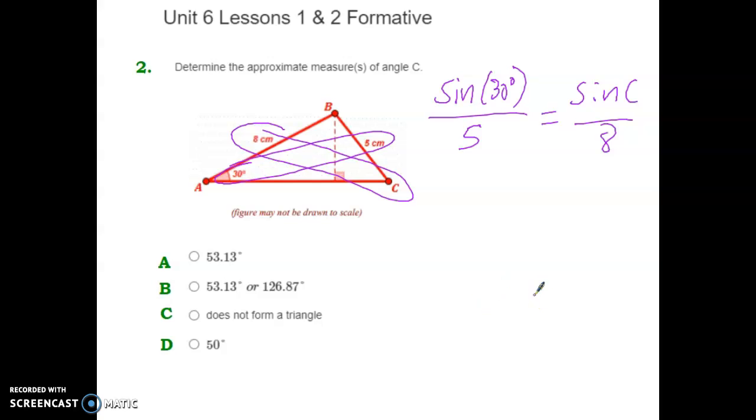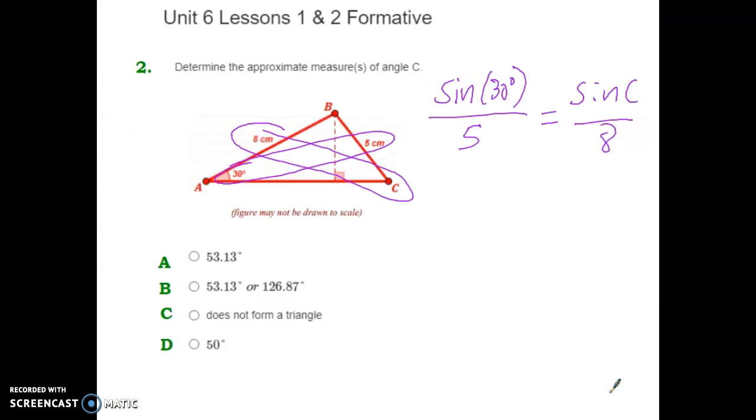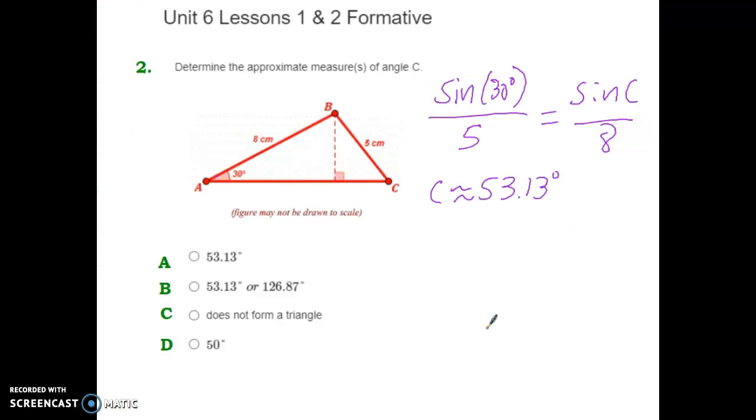So we go ahead, cross multiply, and divide. We get the sine of 30 times 8, and then divided by 5, we have isolated the sine of C. Well, we need the measure of angle C, so we're going to have to take the inverse sine of both sides. So the inverse sine of 0.8 ends up being the measure of angle C, which is 53.13 degrees. So let me go back to my problem here. Angle C for the first answer is 53.13 degrees.